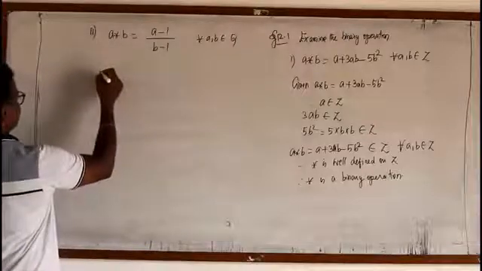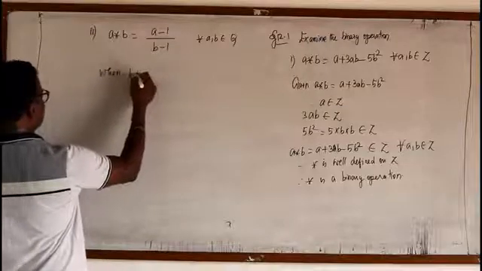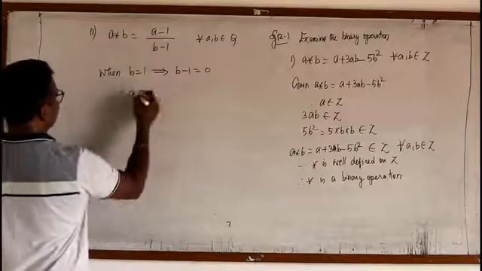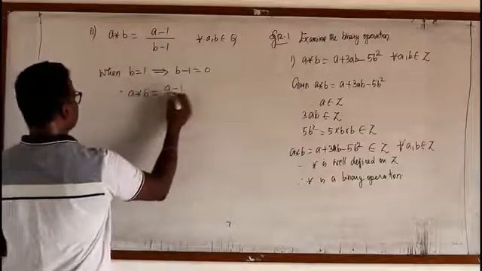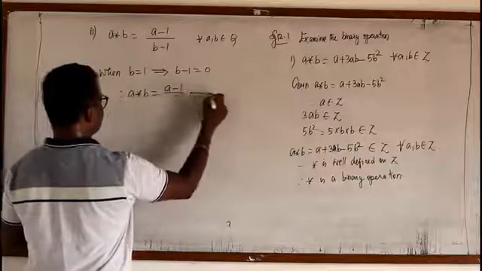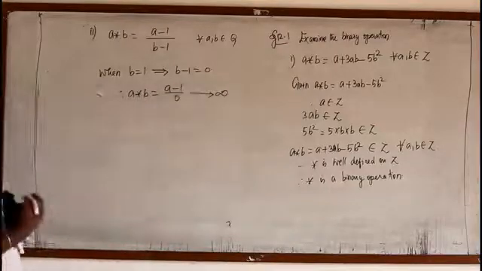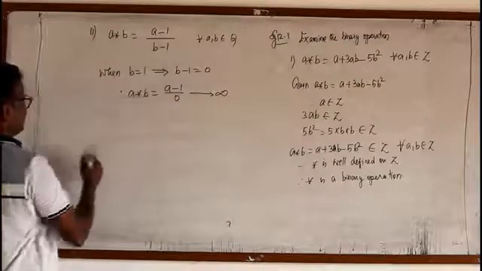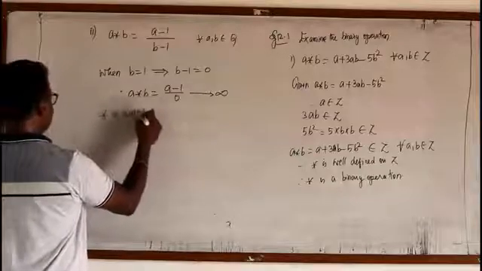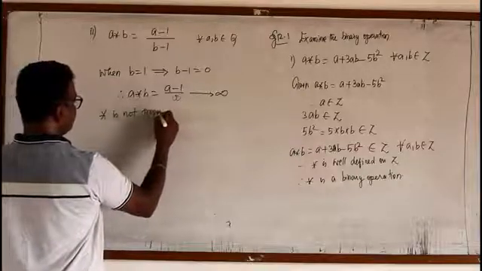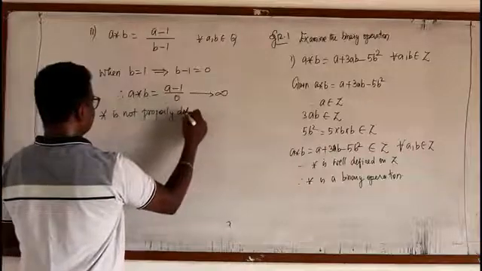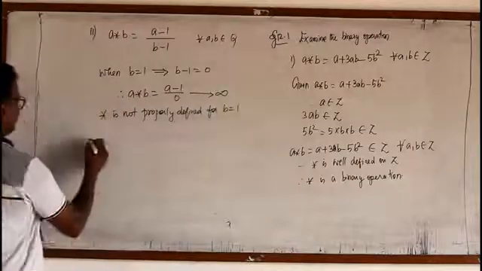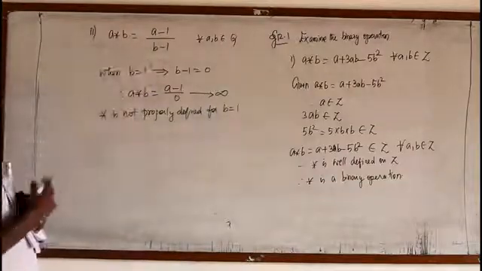Here everything is existing. Only thing is when B equal to 1, then this implies B minus 1 equal to 0. Therefore A star B becomes A minus 1 by 0, which tends to infinity. Therefore star is not well defined when B equal to 1. That means star is not properly defined for B equal to 1. Therefore, this is not a binary operation in Q.